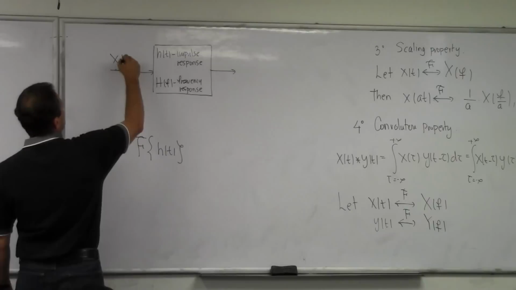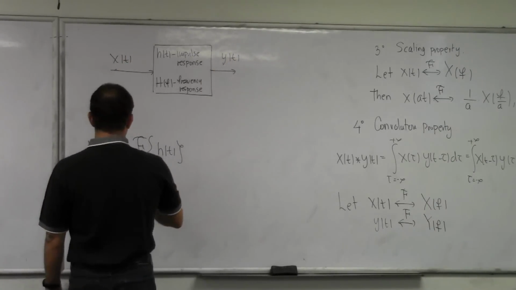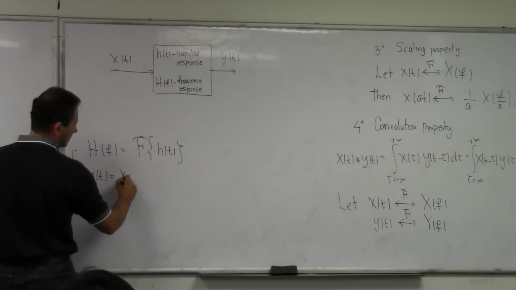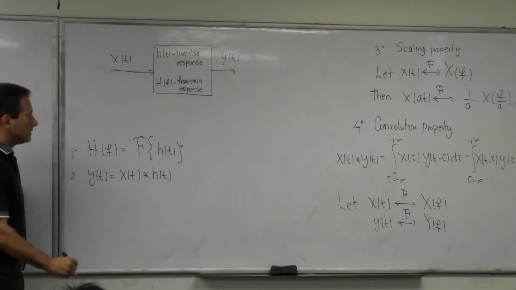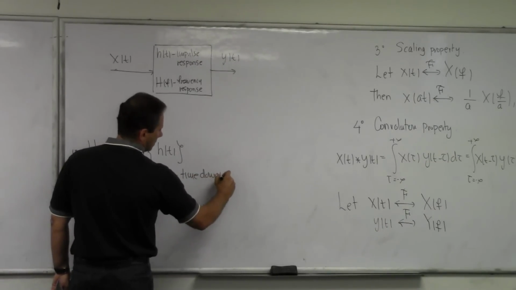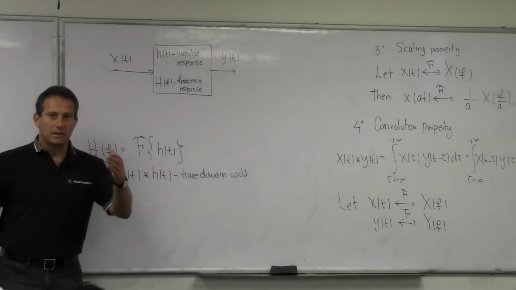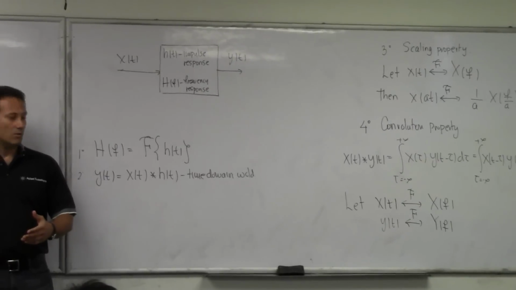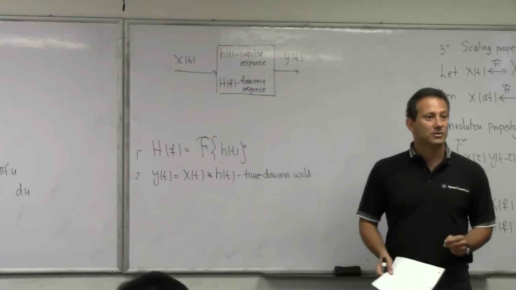Now let's say I have a signal x of t, and I'm looking at signal y of t. What do I know about y of t? y of t can be obtained as x of t convolved with h of t. Right? That's my time domain world. So if I'm sitting in the time domain and I'm feeding the function x of t, what is happening at the output is y of t. y of t is going to be a convolution between x of t and the impulse response.